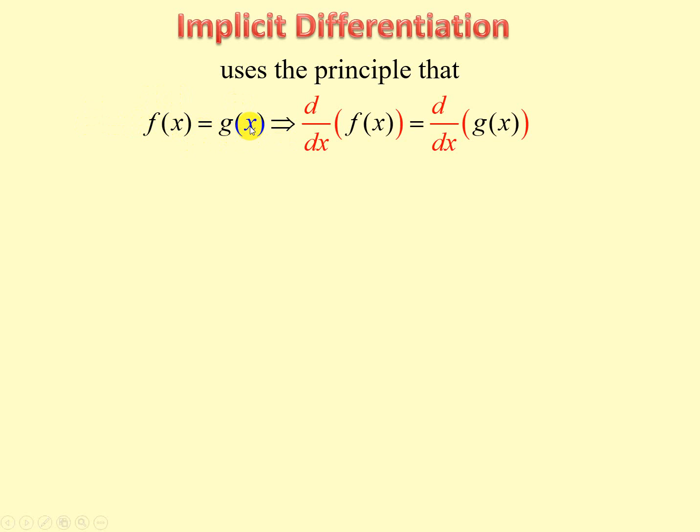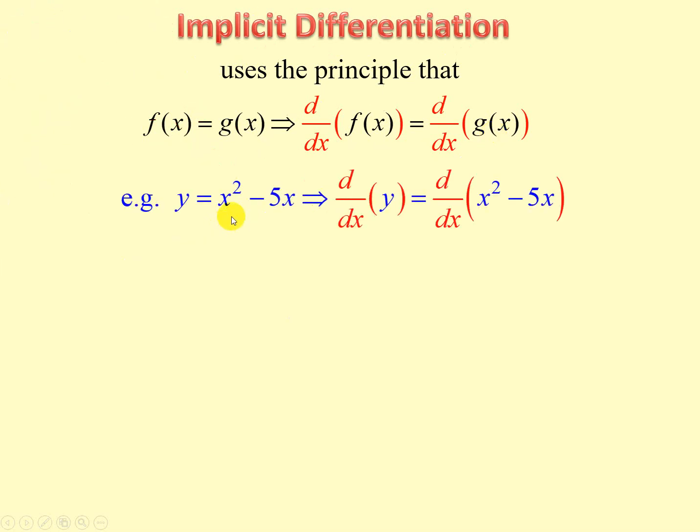Right, but f of x equals g of x. I can then say the derivative of the left-hand side equals the derivative of the right-hand side. That's definitely true. If left-hand side equals right-hand side, then the derivative of the left equals the derivative of the right.